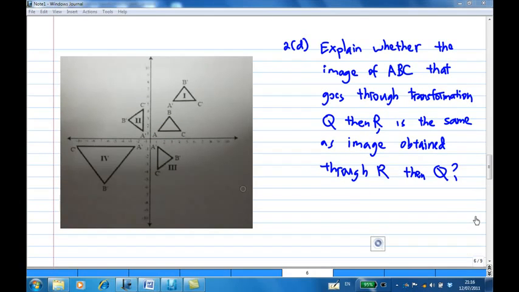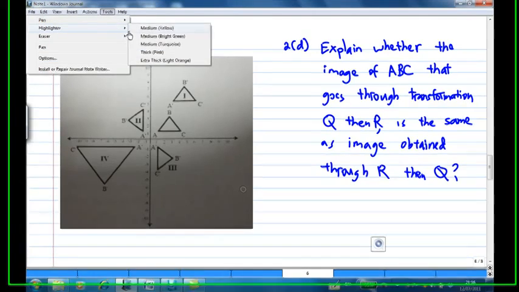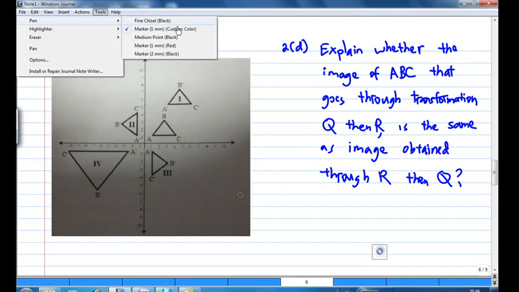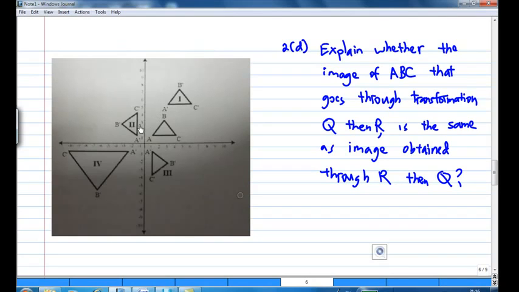Part D. Explain whether the image of ABC that goes through transformation Q then R is the same as the image obtained from R then Q. Recall what Q and R are. Q is the transformation that moves ABC to image 2. So this transformation is Q. What is R? R is the transformation that moves ABC to image 3.